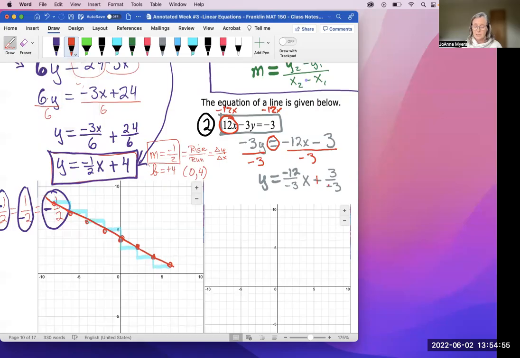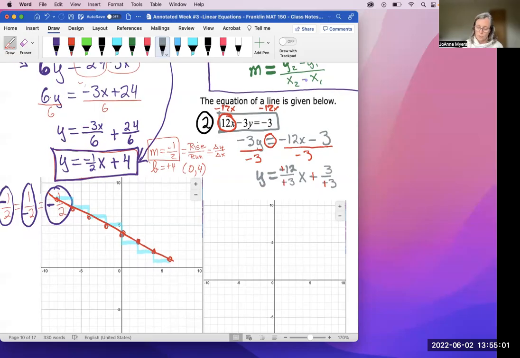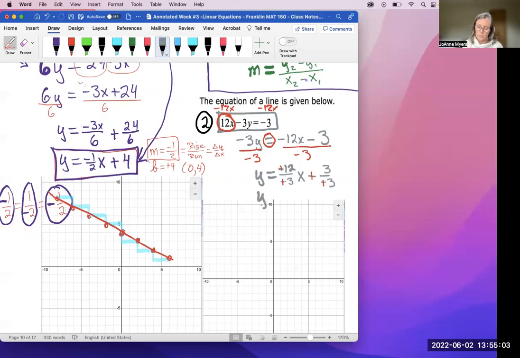Negative times negative is a positive. Negative divided by negative is a positive. So slope-intercept form will be y equals 12 divided by 3 is 4. Negative 3 divided by negative 3 is a positive 1.